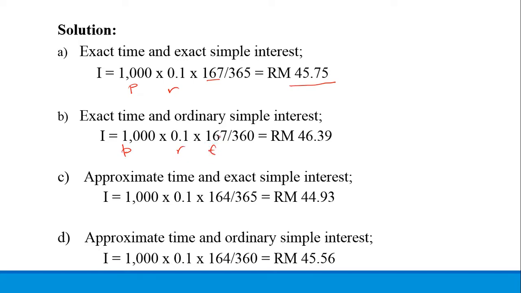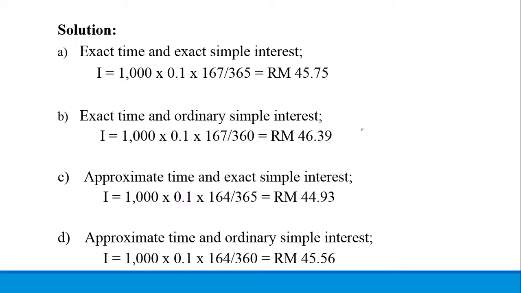Similarly for this one, PRT, but this T is exact time, ordinary simple interest. You have 1 year 360 days, since you assume 30 days a month. Sebab you assume 30 hari sebulan untuk ordinary simple interest, so it is 360 days. You get 46.39.